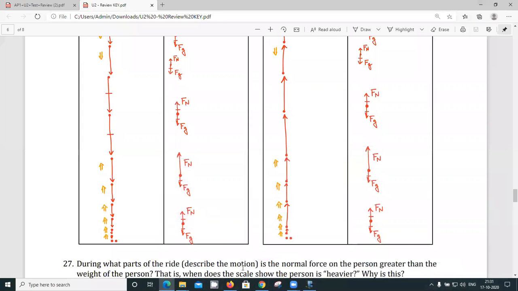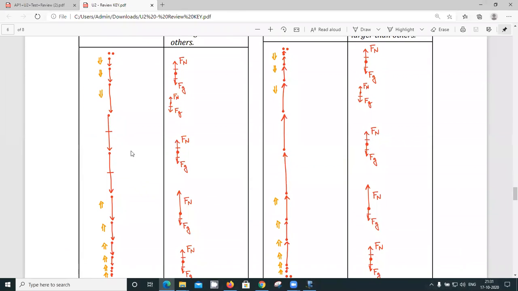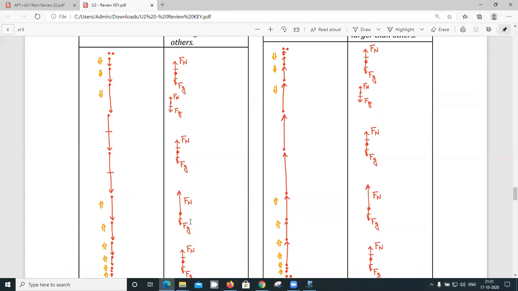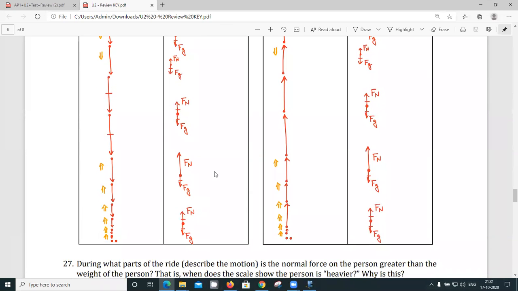So in this part, acceleration is 0, so net force is 0, so that's why Fn and Fg are equal. And after that, you're decelerating. Decelerating, you can think of as acceleration in the upward direction. So the net force in the upward direction should be more. So Fn is more than Fg.